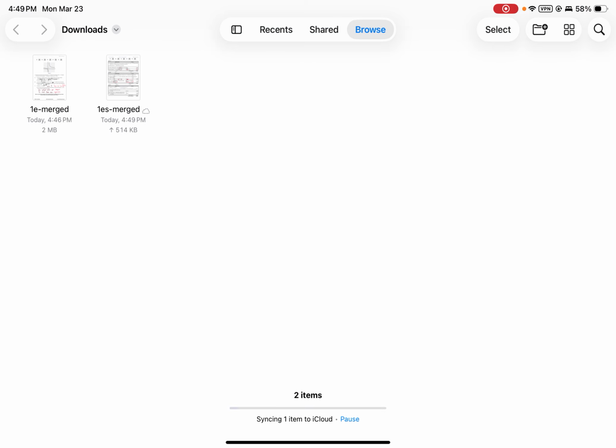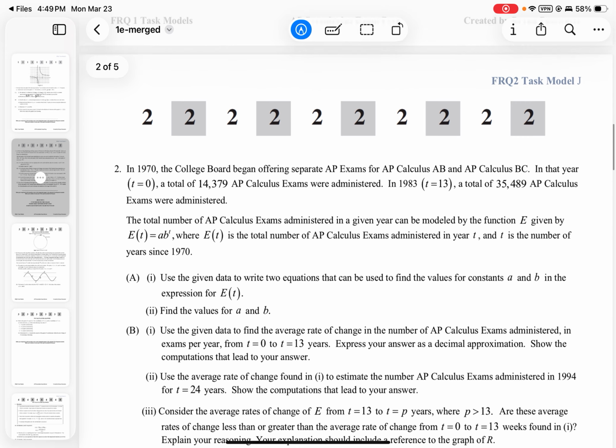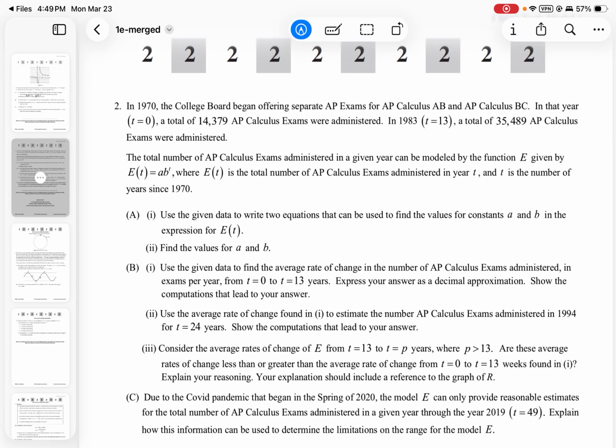Let's jump over to FRQ 2 of the calculator active section. It says in 1970, the College Board began offering separate AP exams for AP Calculus AB and AP Calculus BC. In that year, t equals 0, a total of 14,379 AP Calculus exams were administered. In 1983, t equals 13, a total of 35,489 AP Calculus exams were administered. The total number of AP Calculus exams administered in a given year can be modeled by the function E, given by E of t equals AB to the t, where E of t is the total number of exams administered in year t, and t is the number of years since 1970.